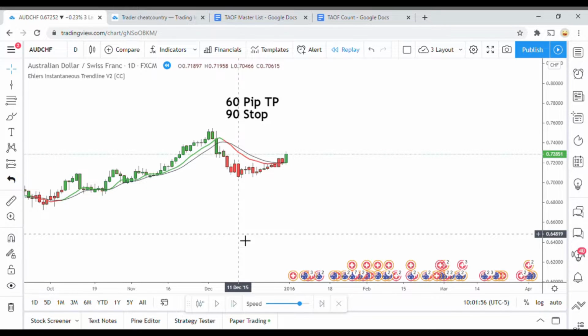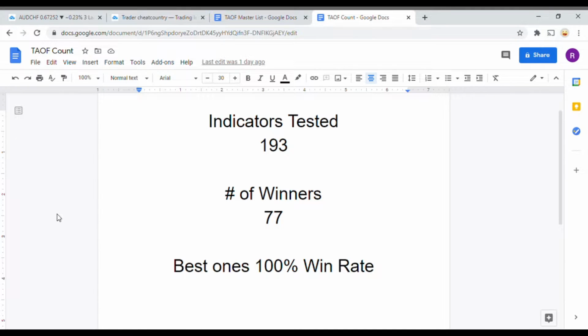Alright, as I said, today we will be testing Ehlers Instantaneous Trendline indicator. But before we do, I wanted to put the indicator scoreboard up for everyone to see. So to date, we have tested 193 indicators. And out of those 193 indicators, 77 of them have been winners, which means that they have met or exceeded the 60% win-loss ratio that we have set for them. The best ones so far were able to achieve a 100% win rate.